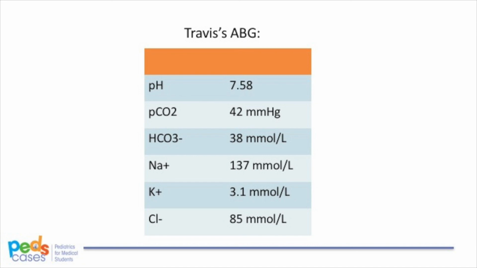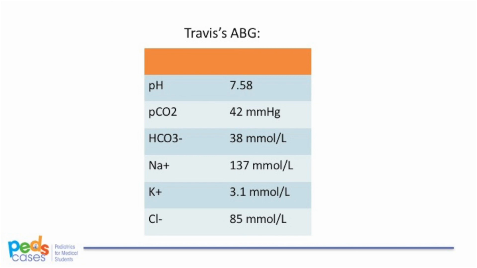His lab work shows a pH of 7.58, partial pressure of carbon dioxide of 42 millimeters of mercury, a bicarb of 38 millimoles per liter, a sodium level of 137 millimoles per liter, a potassium level of 3.1 millimoles per liter, and a chloride level of 85 millimoles per liter. The high pH and high bicarb, which indicates a base excess, tells you that this is a metabolic alkalosis. Why does Travis have a metabolic alkalosis?